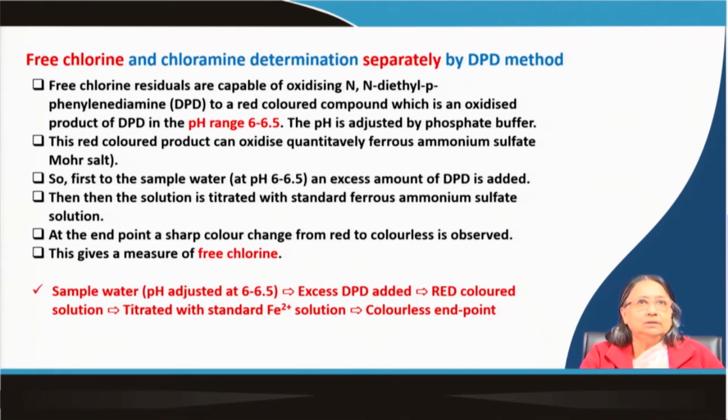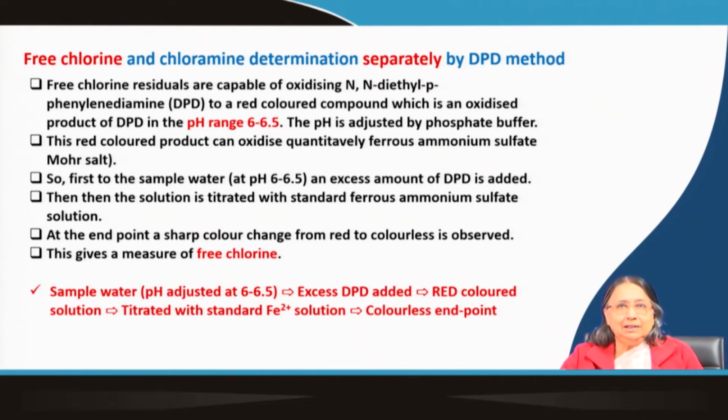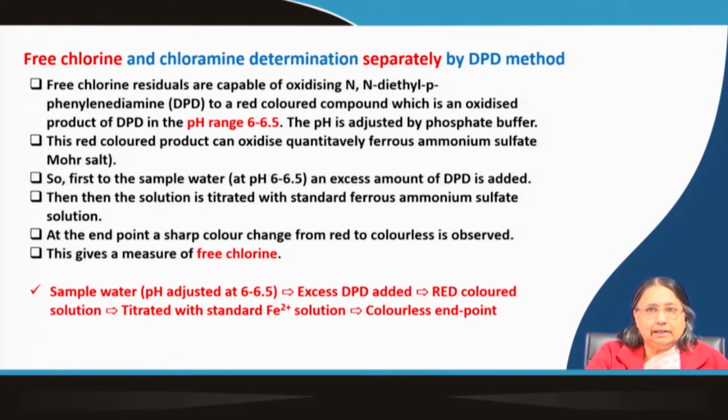So, first to sample water, an excess amount of DPD is added. So, how much DPD should be added in excess? It will be quantitatively oxidized, right. According to how much chlorine is there, that much will be oxidized, and that reagent actually has to be added in excess.